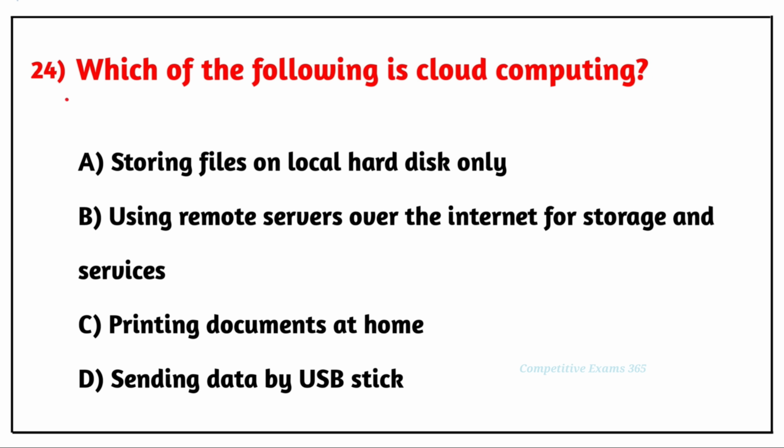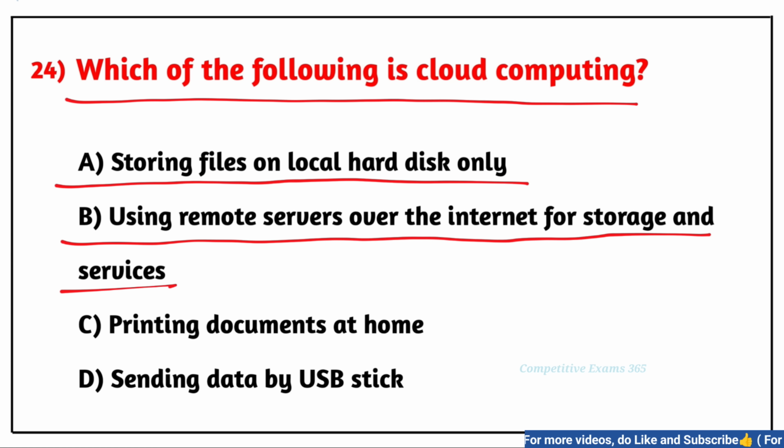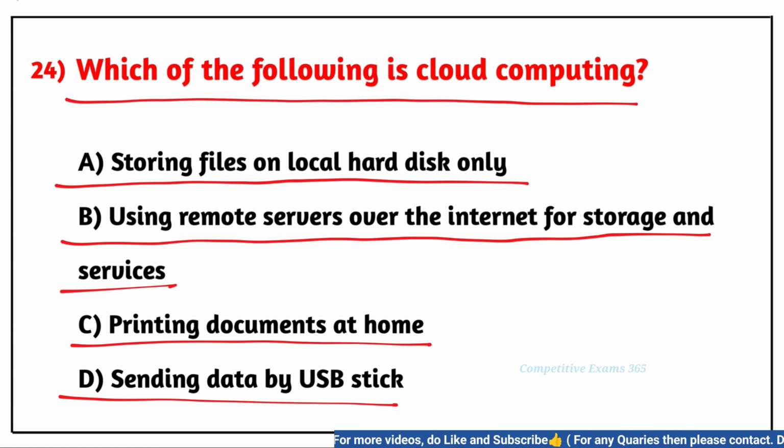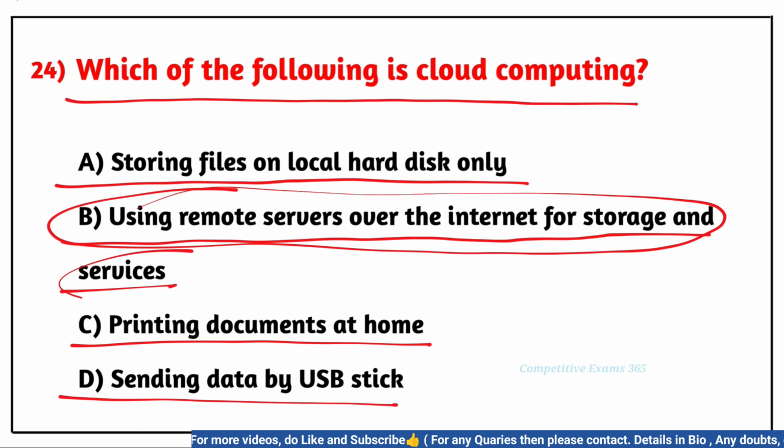24th question. Which of the following is cloud computing? Option A, storing files on local hard disk only. Option B, using remote servers over the internet for storage and services. Option C, printing documents at home. Option D, sending data by USB stick. Option B, using remote servers over the internet for storage and services, it is the correct answer.